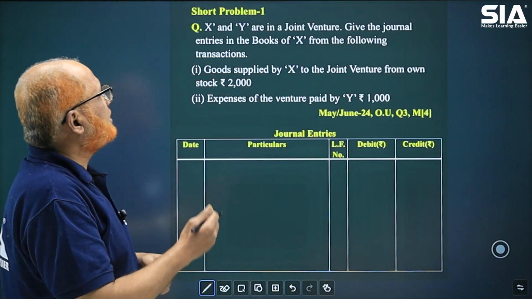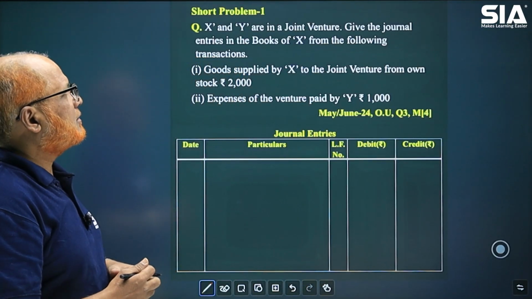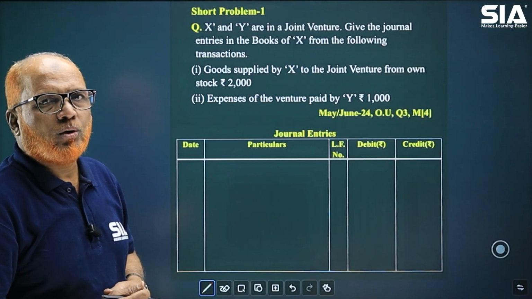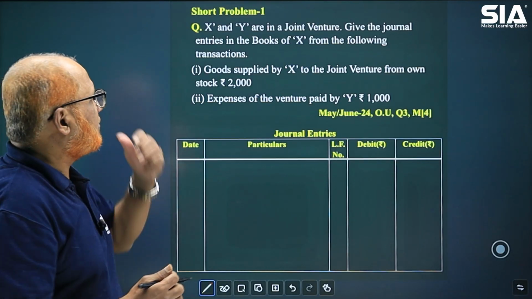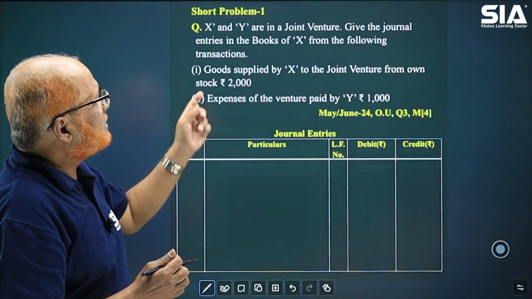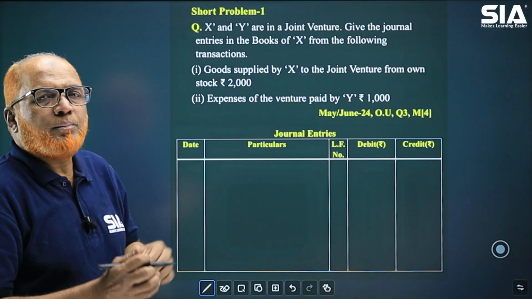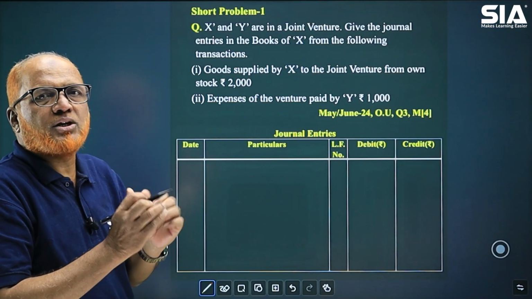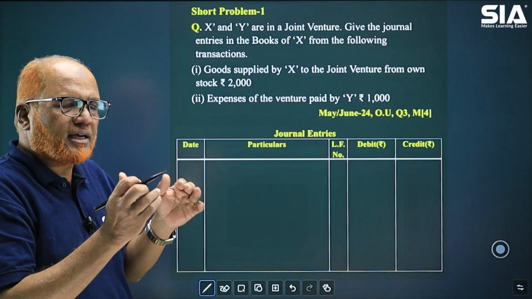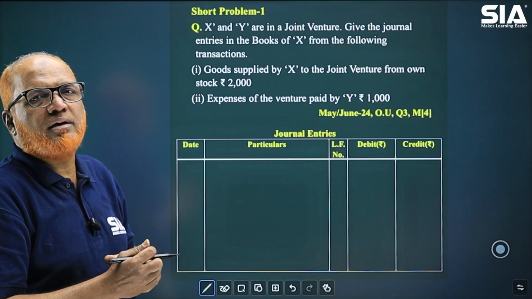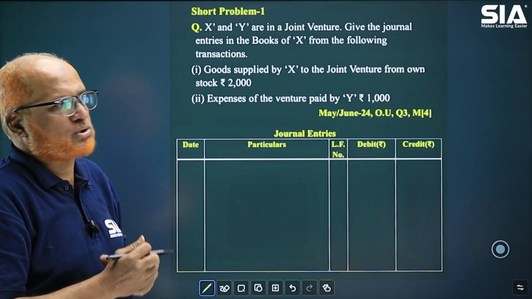So what is the problem? See here, X and Y are in joint venture. So two co-venturers are there, X and Y. Give the journal entries in the books of X from the following transactions. That means X is maintaining a separate set of books, that means X is maintaining the joint venture transactions in his books.